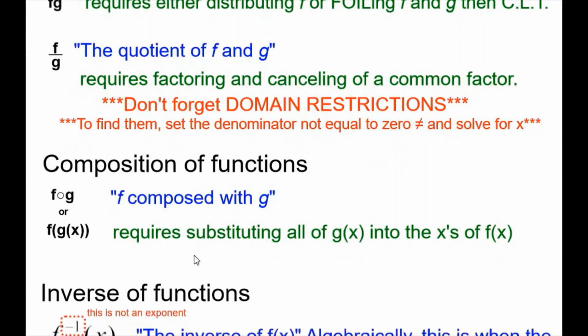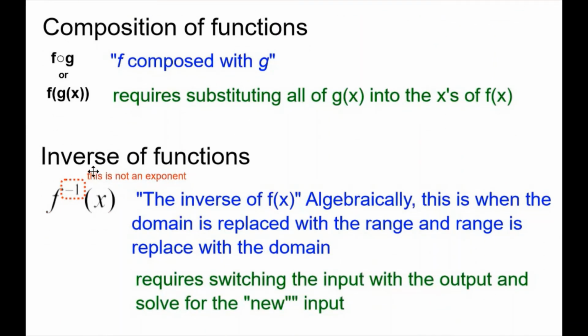And the last operation we need to define is something called the inverse of a function. The inverse of a function is denoted with a little -1 on the function. It's not an exponent. It looks like an exponent of -1, but it actually denotes the inverse. It is read the inverse of f of x. Algebraically, this is when the domain is replaced with the range, and the range is replaced with the domain. However, what does it require me to do? It actually requires me to switch the input and output values. So I take the x and make it a y, I take the y and make it an x, and then I solve for the new input value.